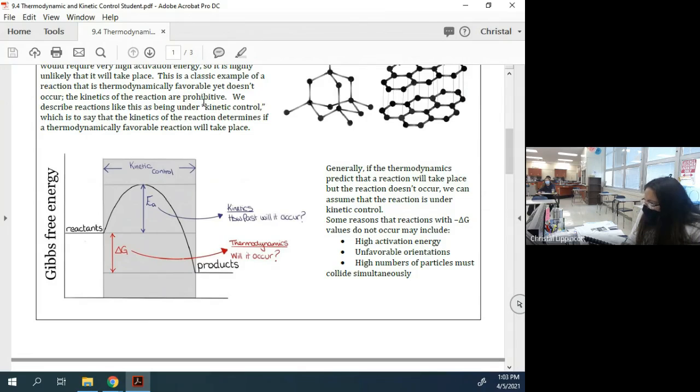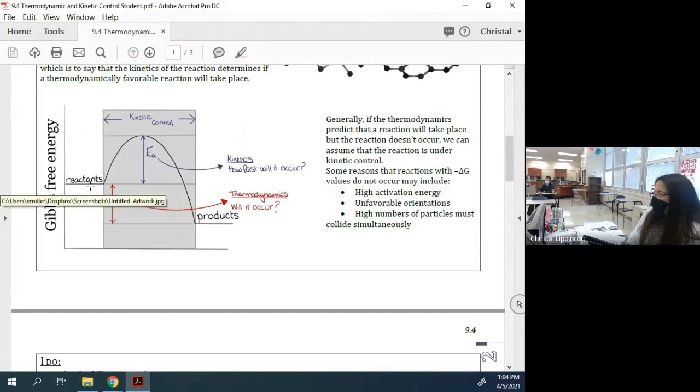So we say when these are prohibitive like this, that they are under kinetic control, which means that the kinetics of the reaction is going to determine whether it's going to happen or not. Okay. So if we have a huge activation energy that these things have to get over, a lot of times they're not going to input enough activation energy to make that happen. So some reactions that have a negative delta G don't occur because of the high activation energy.